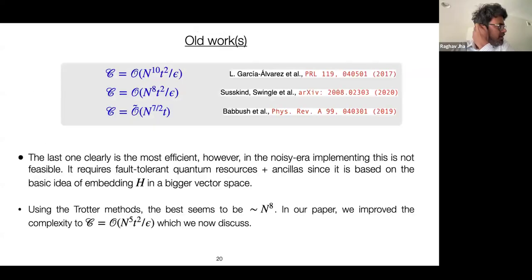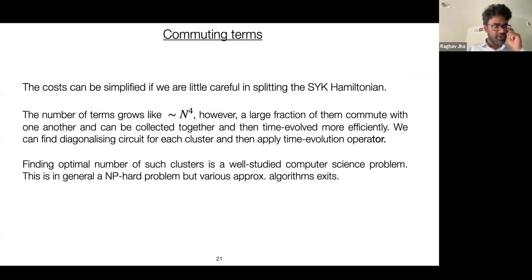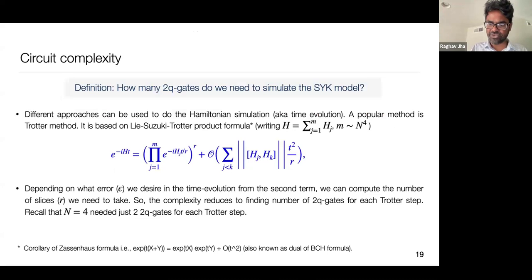So how did we reduce the number of gates from n to the 8th, which is a bad scaling because more resources are needed, to n to the 5th? The trick we use is well known in the computer science literature, which is basically a simple physics result: if you have a Hamiltonian and you're a little more careful in splitting it, then you can make it much more efficient. Because remember that Trotter is all about splitting the Hamiltonian, exponentiating all those terms and taking the product of that.